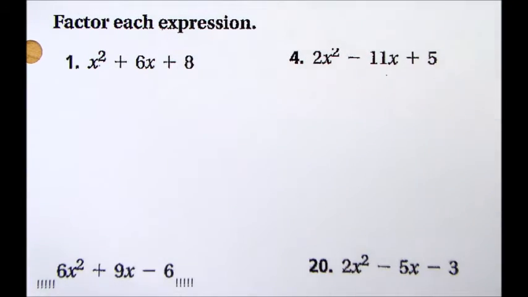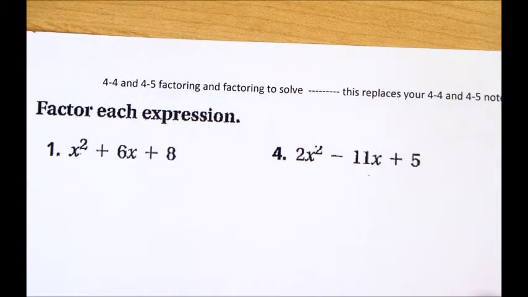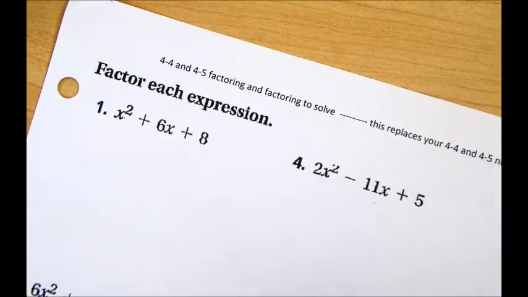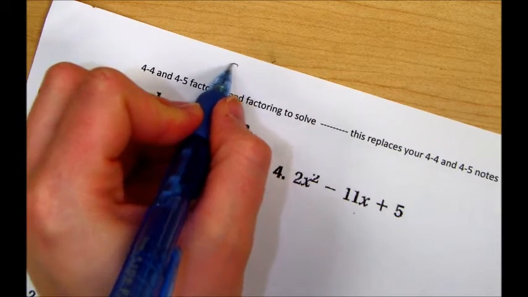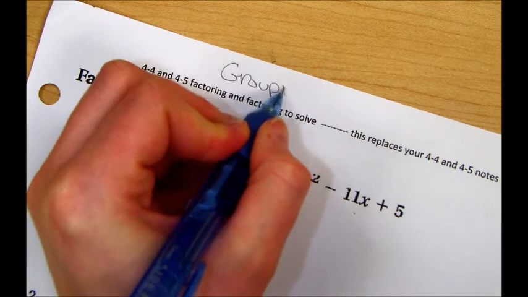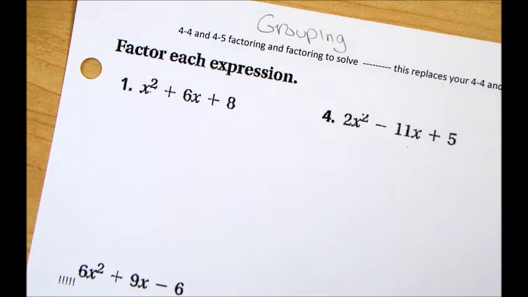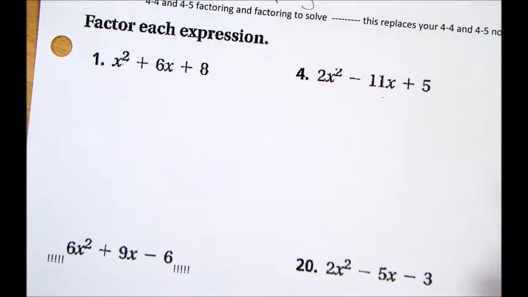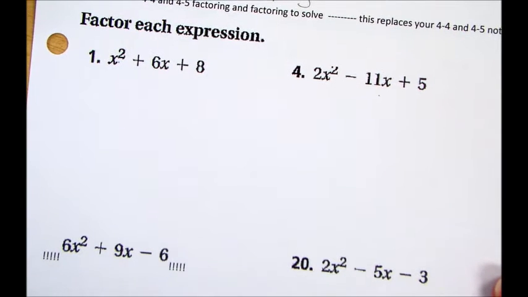In 4.4 and 4.5, there are two different methods that you can use to factor. The other video I did the box method. In this video, I'm going to show you how to do grouping. You can pick whichever one you're more comfortable with, and then just be really good at using whichever one you pick. Now, number 1 and number 2, and all of them, we're going to do the grouping.